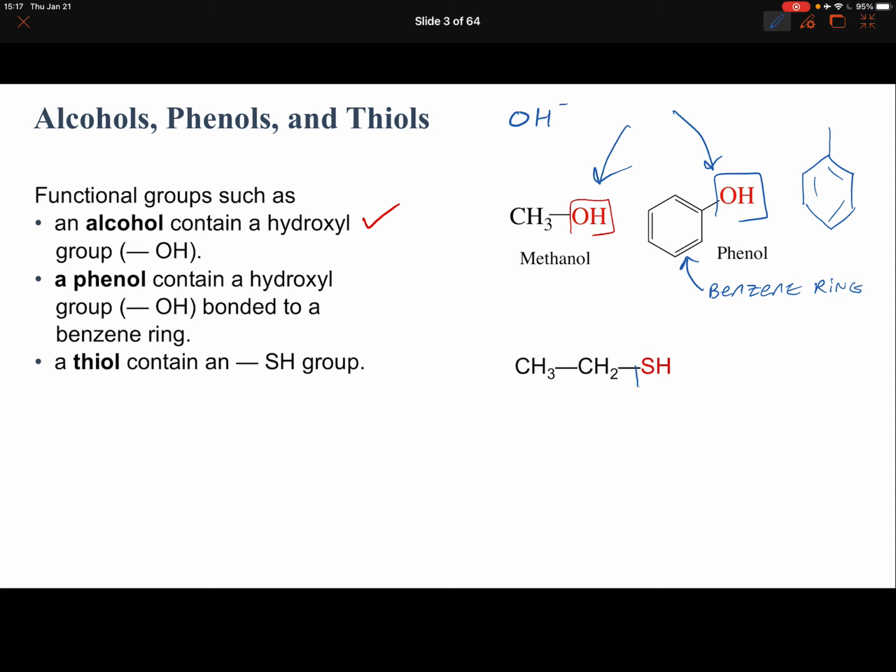Thiols contain SH groups. Now, in the periodic table, sulfur is right underneath oxygen, so they form a lot of the same kinds of compounds. When we have a sulfur-containing group here, we call it a thiol. So that's the definition of these three categories. Again, we're going to write some names, draw them, and learn a little bit more about each of these.